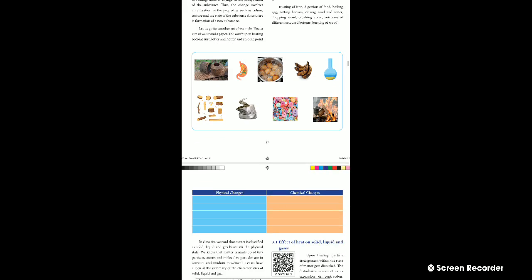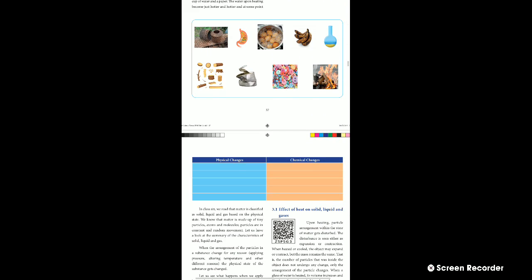How can you identify the gas? Also, we will now explain the concept: characteristics of solid, liquid, and gas.